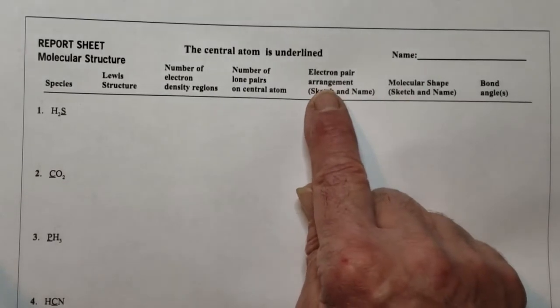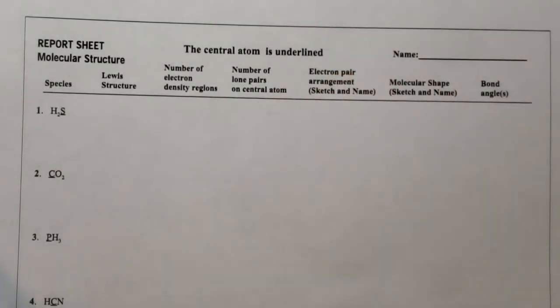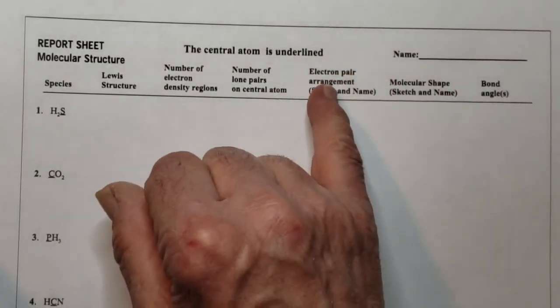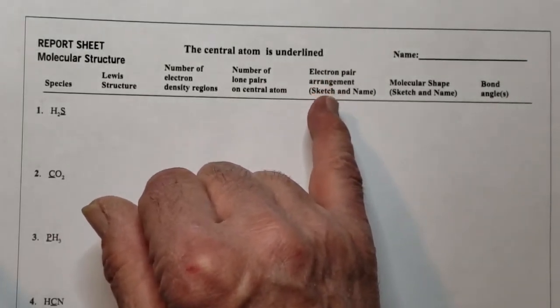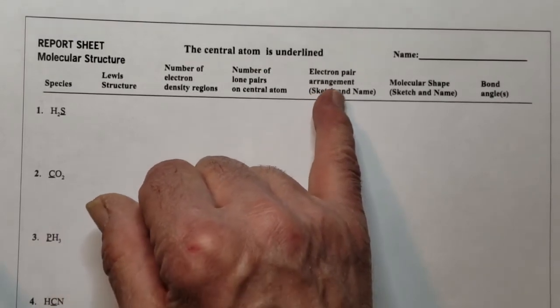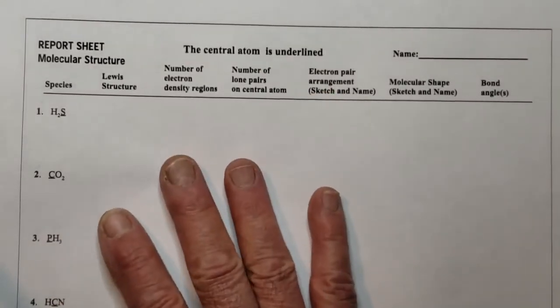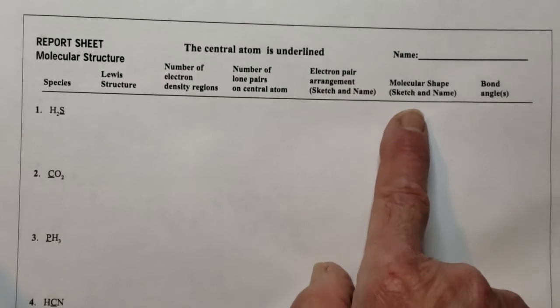Remember, the electron pair arrangement can only be one of five possibilities. They go along with the number of legs. If it's two legs, it's linear. Three legs, trigonal planar. Four is tetrahedral. Five, trigonal bipyramid. Six is octahedral. But then it goes on to say, well, what's the molecular shape?